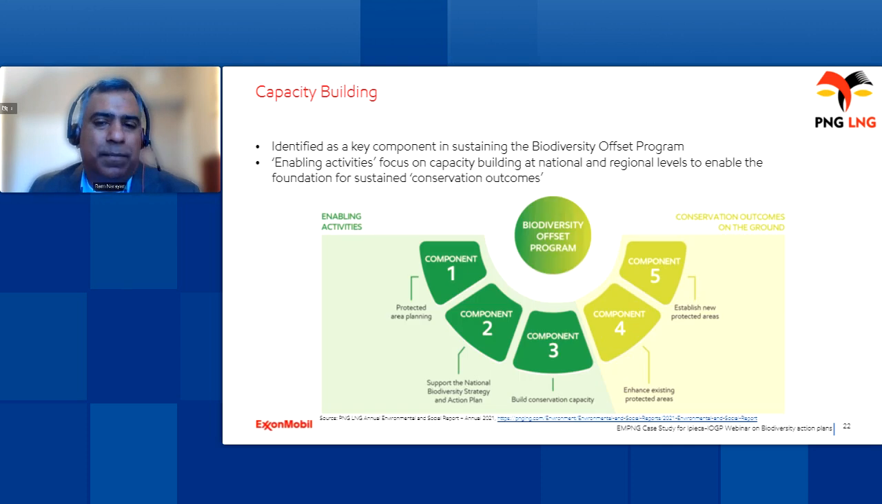Moving on to capacity building. It was identified as a key component in sustaining the biodiversity offset program that we have in place. As you would see in the image below, components 1, 2, and 3 of the biodiversity offset programs, identified as enabling activities, which are shown in dark green color, focus on capacity building at the national and regional levels to enable the foundation for sustained conservation outcomes on the ground, which are represented on the right by the light green colors, which are components 4 and 5.